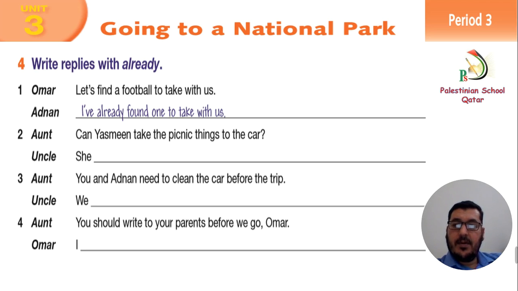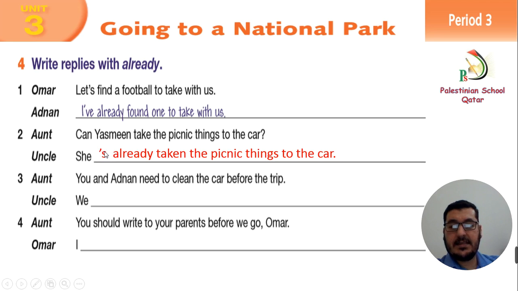Now exercise number 4, write the replies with already. Omar: Let's find a football to take with us. Adnan: I've already found one to take with us. Now number 2, Aunt says, can Yasmin take the picnic things to the car? The uncle answers, she's already taken the picnic things to the car. So here we put the short form of has and continue with already.